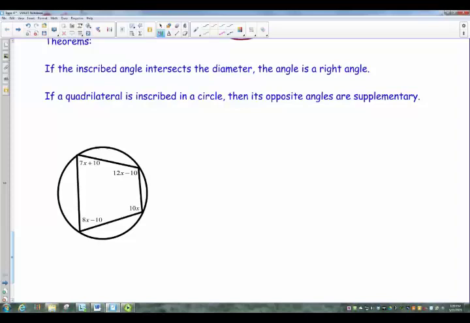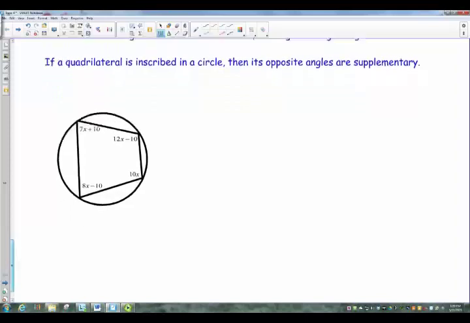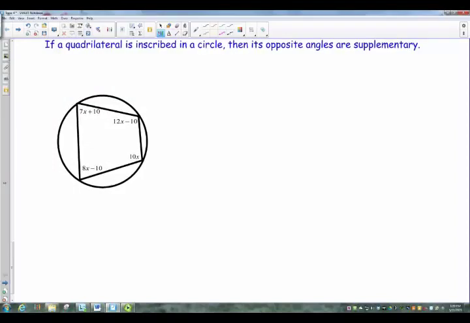Okay, the other one says if a quadrilateral is inscribed in a circle, then its opposite angles are supplementary. So what we've got now is this case here. A quadrilateral, remember, a 4-sided figure, is inscribed in a circle. Opposite angles are supplementary. Opposite means they're across from each other. Now there are 2 ways you can work through this. Because these 2 are opposites, they're going to be supplementary. These 2 are opposites, they're going to be supplementary.